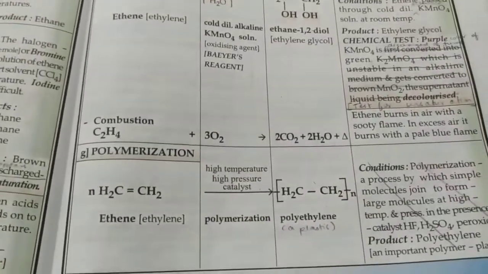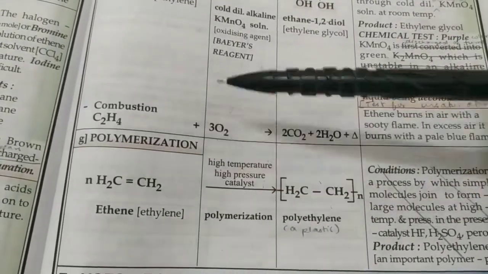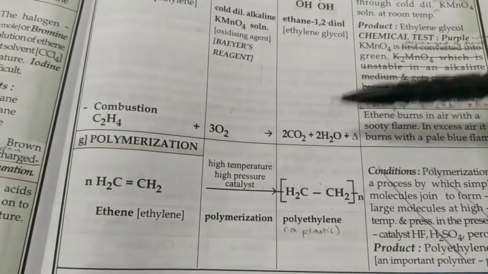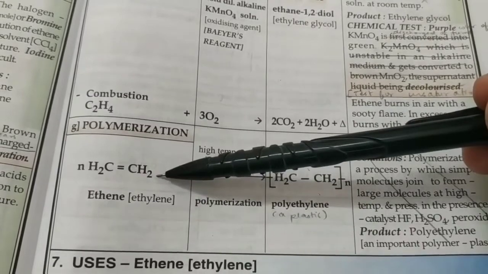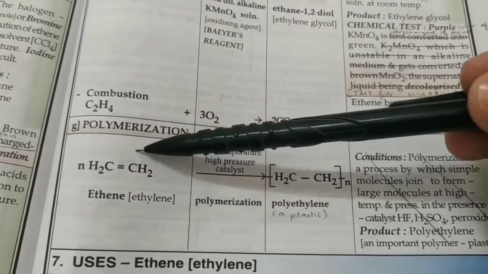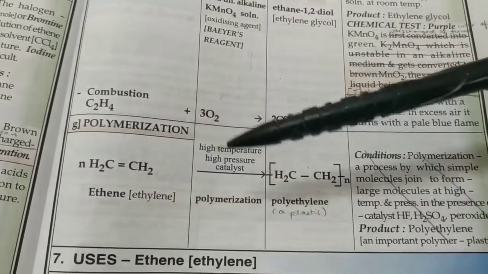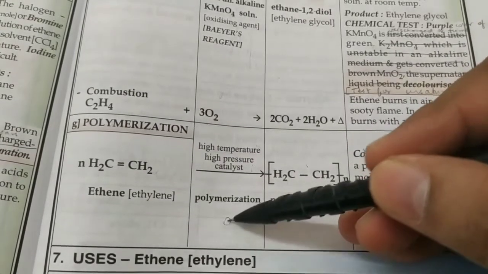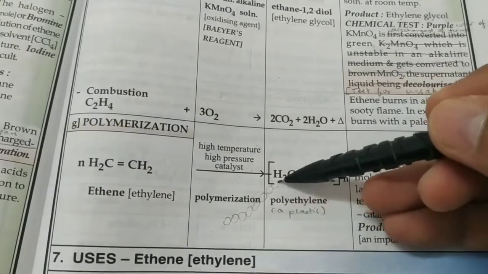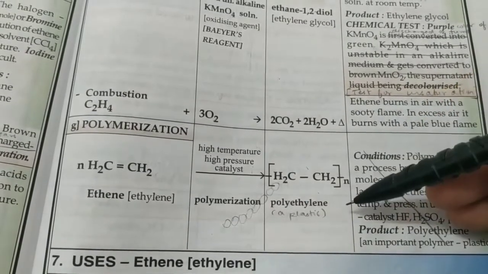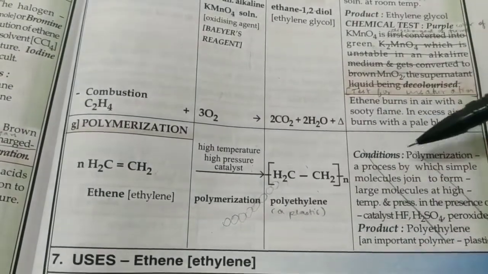Next we have combustion. Combustion is straightforward. It always burns in oxygen to give you carbon dioxide, water vapor and heat, and a pale blue flame is seen. Polymerization. Well, these monomers or compounds attach to themselves to form a long chain, which can theoretically have an infinite number of blocks. That's called a polymer. So ethene plus ethene plus ethene plus ethene is polyethene.